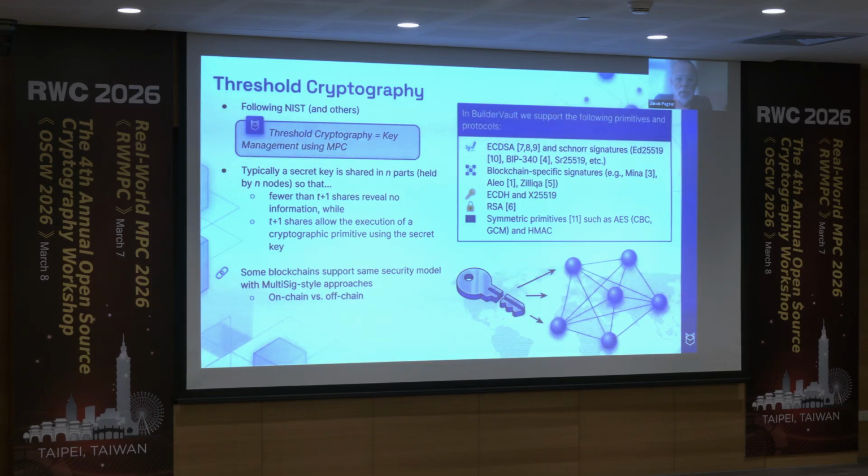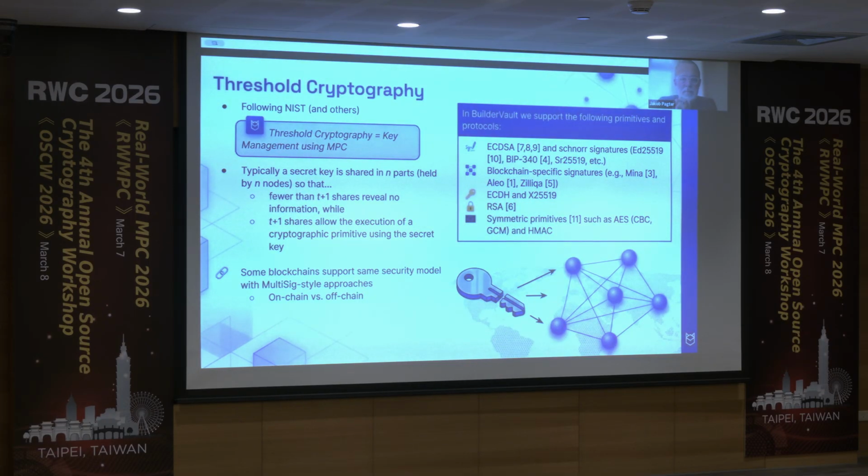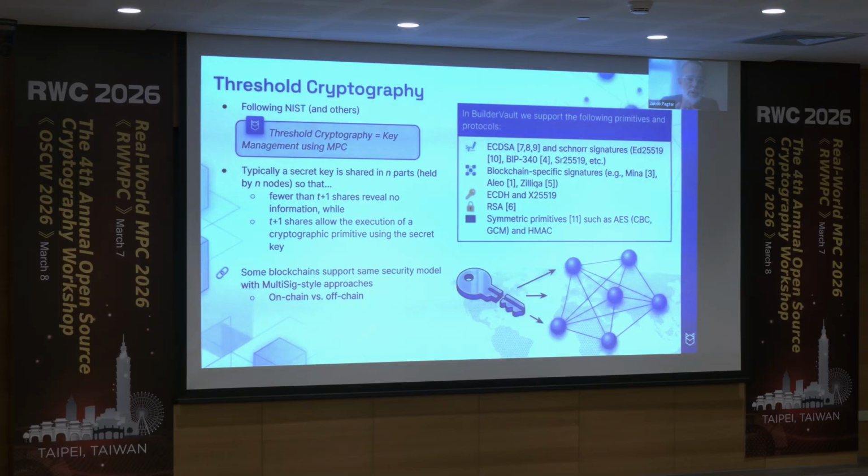Some blockchains support similar security models with stuff like multisig. From a security perspective, you can argue that it's very much the same. From a practical perspective, there are many big differences in terms of privacy, accountability, and so on and so forth. But it all boils down to whether this threshold feature is implemented on-chain or off-chain. And you can see on the right the different primitives that we presently support. We're not going to go into this, but reach out if you have questions.